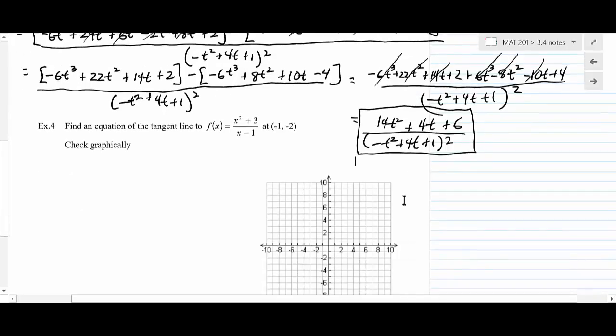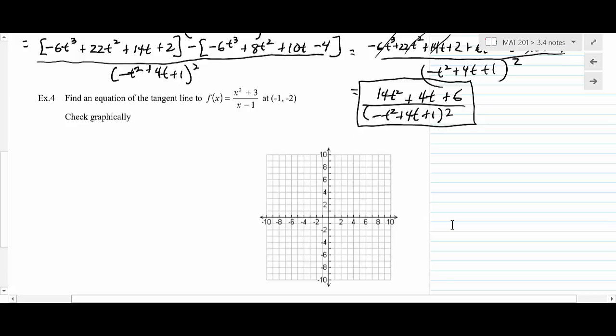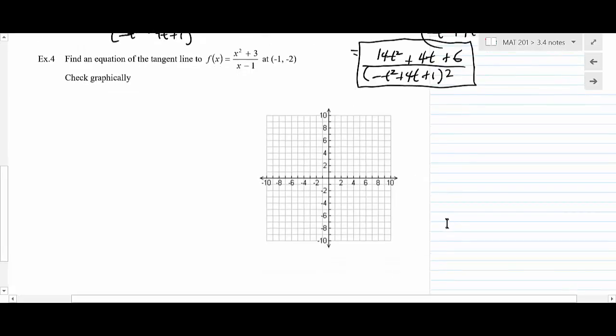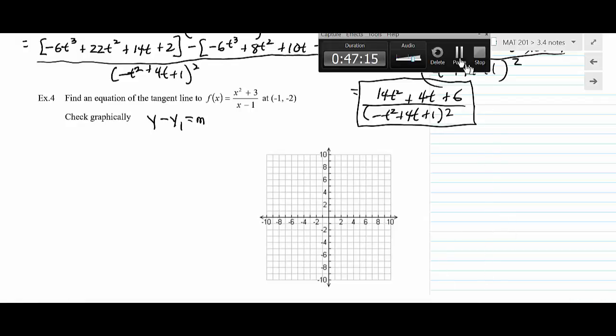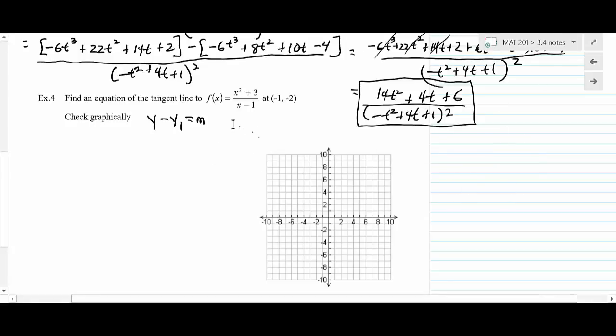All right, let's go ahead and move to this one. And we're going to do an equation of a tangent line. When you're doing an equation of a tangent line, we've done that enough by now that the idea is, the formula you're ultimately going to use is y minus y1 is equal to m times x minus x1.